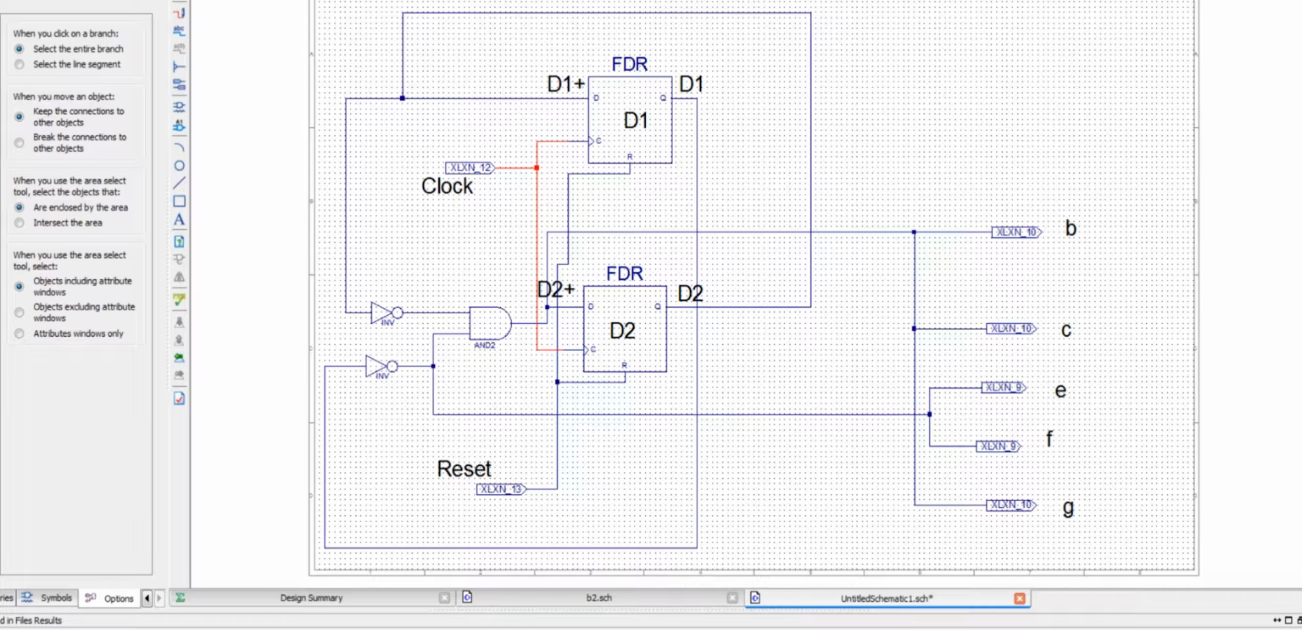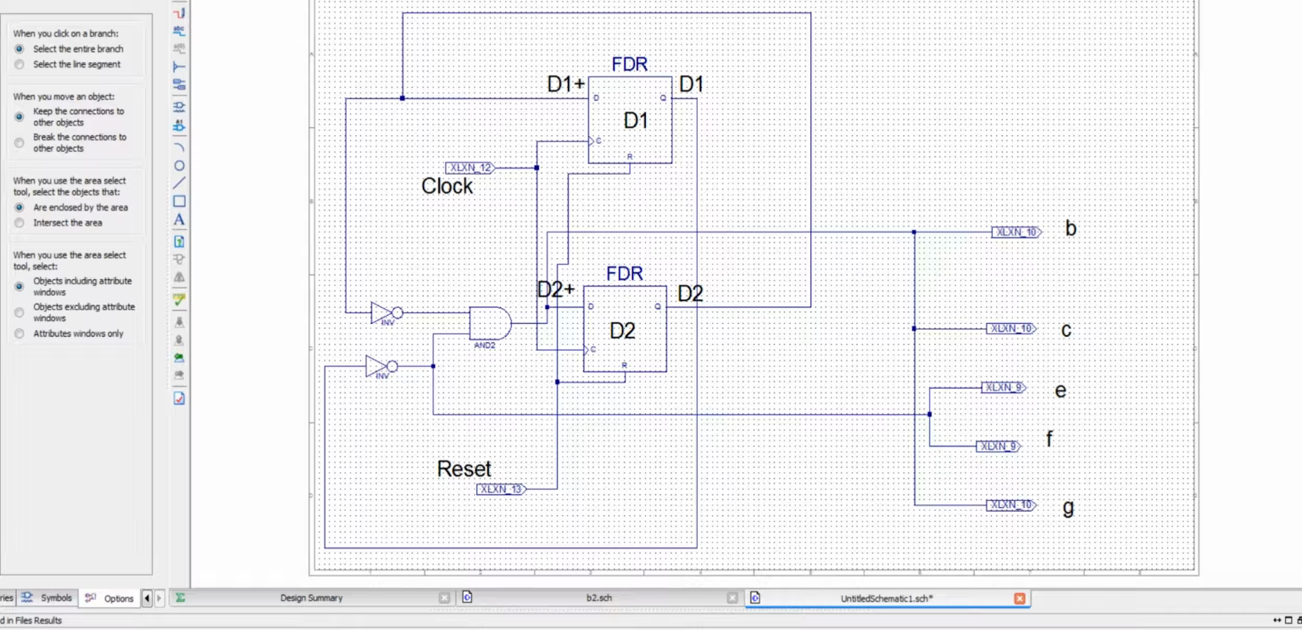So this is my reset input. This is what we're actually going to build. We have a reset input, which goes to both reset inputs of the two flip-flops, and we have our clock input, which goes to the clock input of both flip-flops, and we have connected D1 and D2 to D1 plus and D2 plus, and we have our outputs over here.